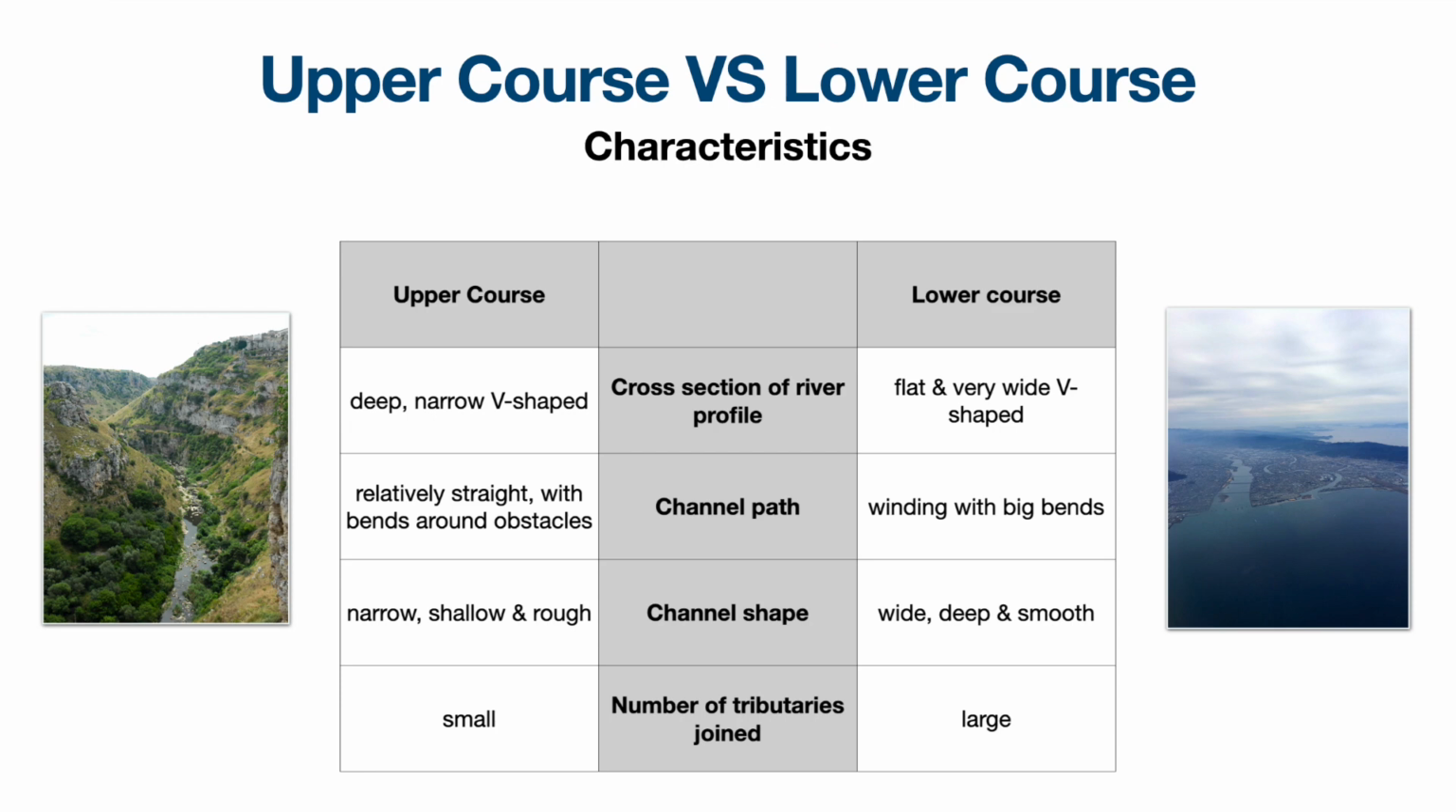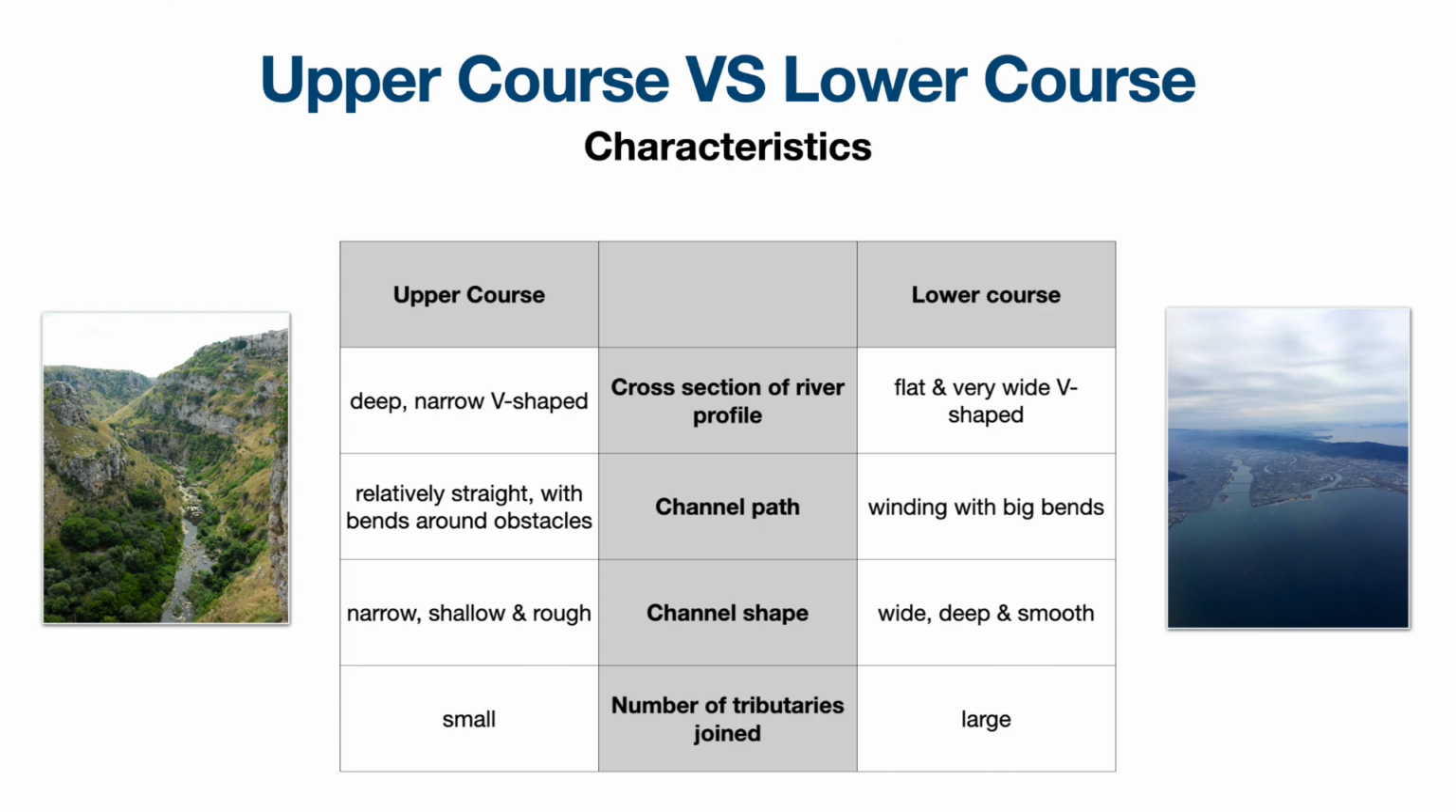Channel path relatively straight with small bends around obstacles because river discharge is small, not much rainwater collected, not much overland flow, so the river channel is usually narrow and shallow, and the river discharge cannot move the obstacles, they have to flow around it.